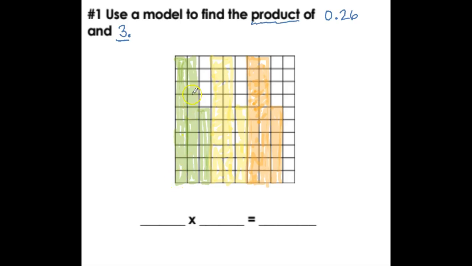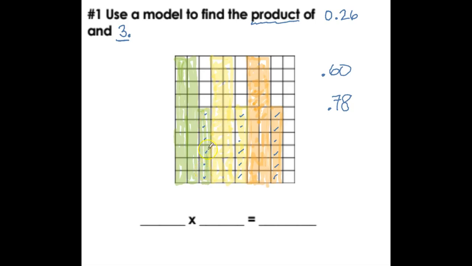So I could count this up and figure out how much I've got. Well, I've got 10, 20, 30, 40, 50, 60. So I have 60 hundredths so far. Then I have to count up all these 6s. Well, 61, 62, 63, 64, 65, 66, 67, 68, 69, 70, 71, 72, 73, 74, 75, 76, 77, 78. So that tells me that I have a total of 78.